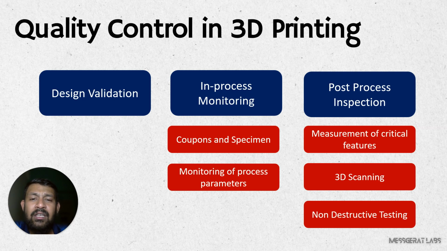But first you need to analyze your end application. What is your end application? Based on that, you decide what kind of destructive testing and non-destructive testing you need to go for. You also need to analyze your features, what kind of features you have in the component. If it is organic features, you can do it through measurement using vernier caliper. If it is inorganic features, or I would say more biomimic features, then you need to go for 3D scan.